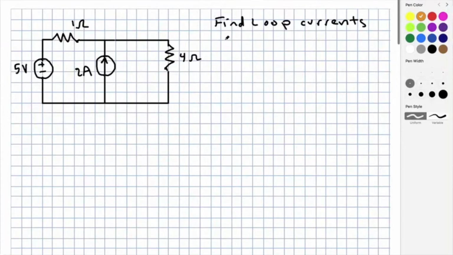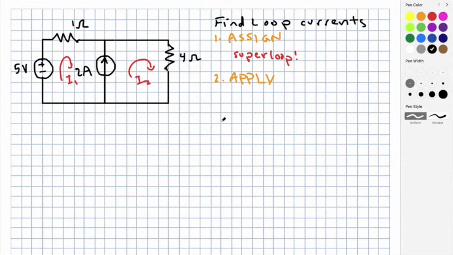Here we're going to find the loop currents. Step 1 is to assign loop currents. Note that a superloop is created because there's a current source between two loops. Step 2 is to apply KVL and Ohm's law. We start with the constraint.